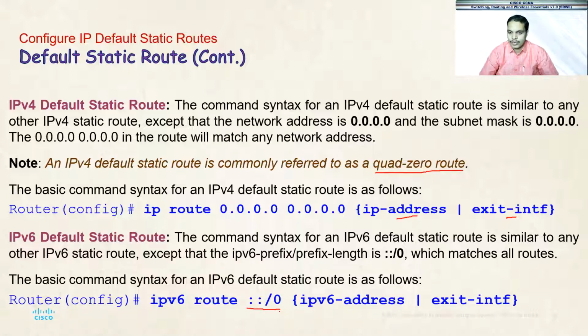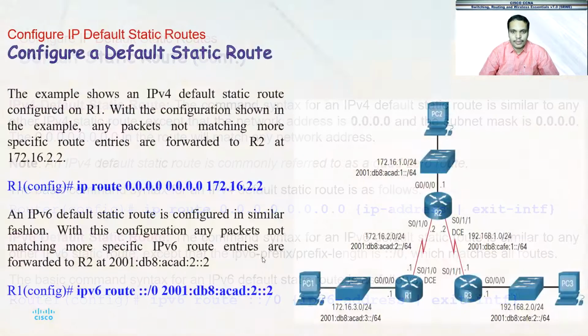The prefix length is also 0. And then you mention the IPv6 address of the next hop or even the exit interface. So this is how you set up the default static route. So let me show you.